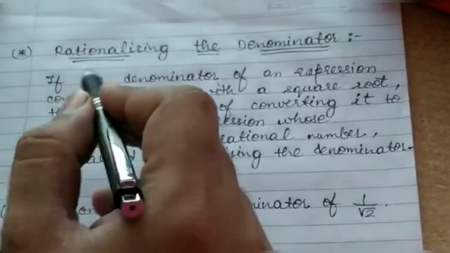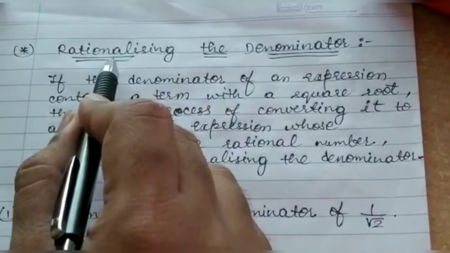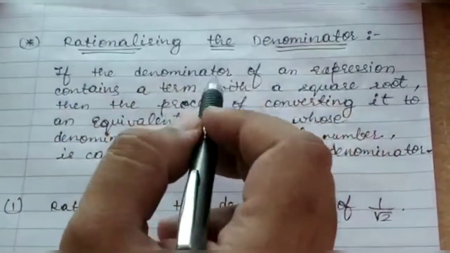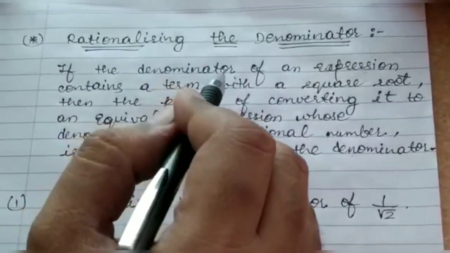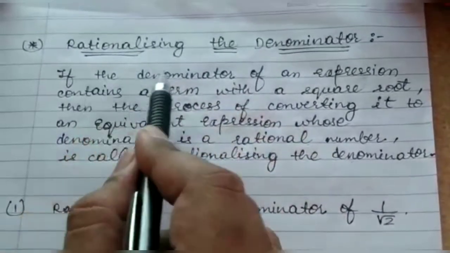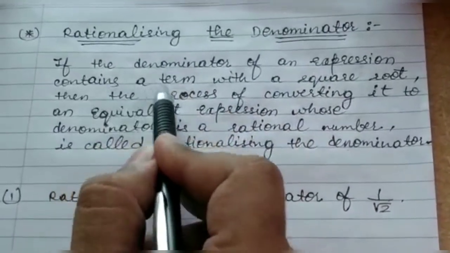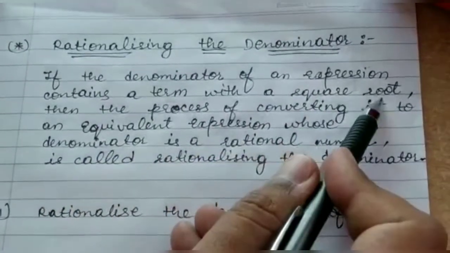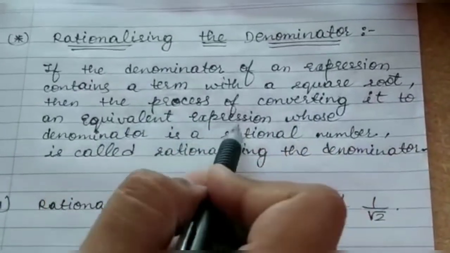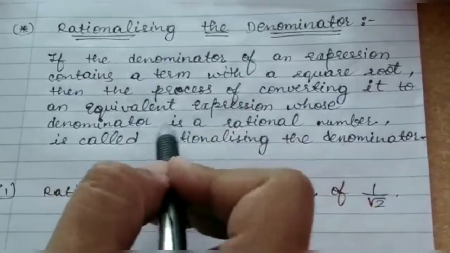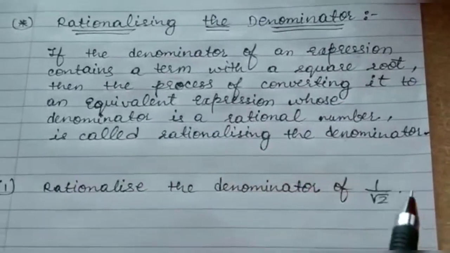Hi students, we are going to study a new topic today, that is rationalizing the denominator. First of all, we need to know what rationalizing the denominator is. It means if the denominator of an expression contains a term with a square root, then the process of converting it to an equivalent expression whose denominator is a rational number is called rationalizing the denominator.